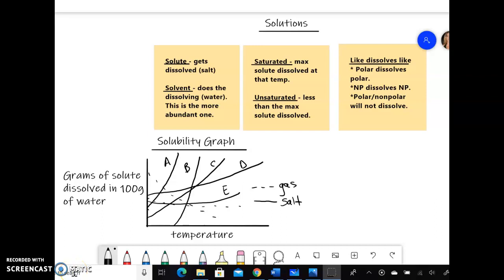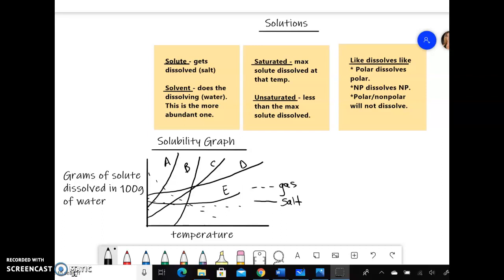Today we're going to talk about some solutions, and the first thing we want to start with is some vocabulary. So I have it there on the yellow sticky notes. These are words that you've probably heard before in chemistry, but it's a good review from your honors chemistry. So we're going to start with solute versus solvent.